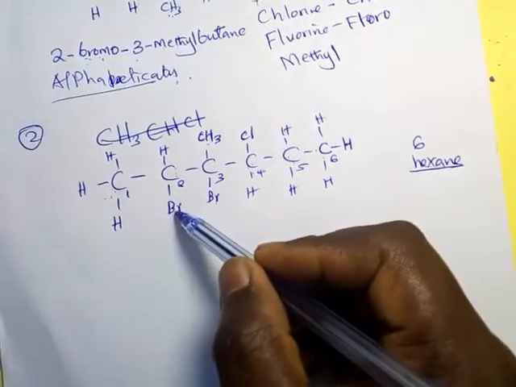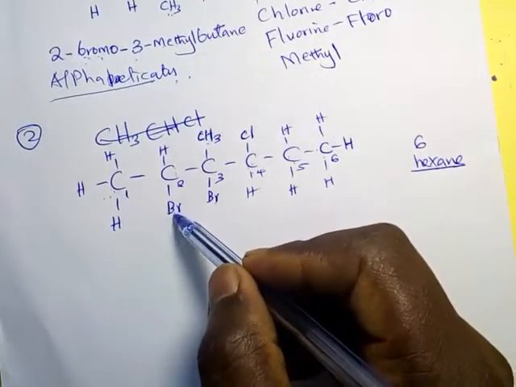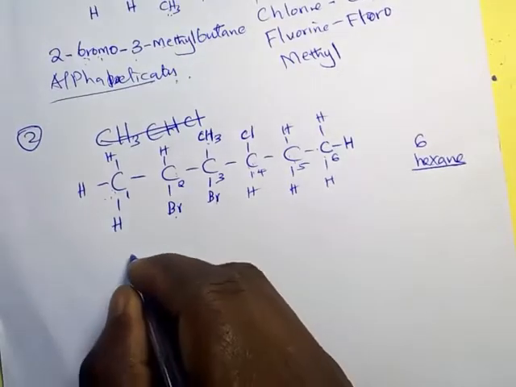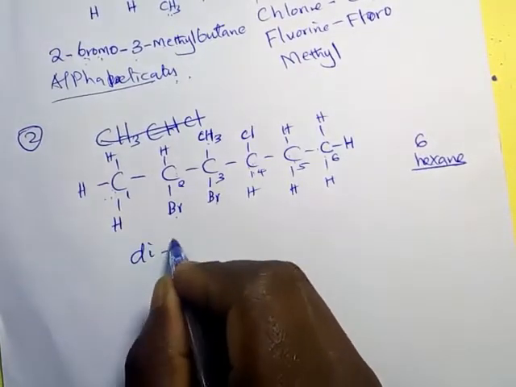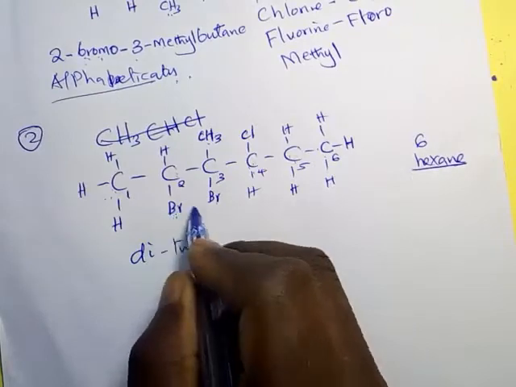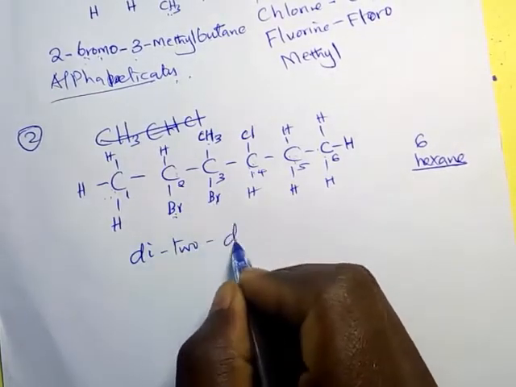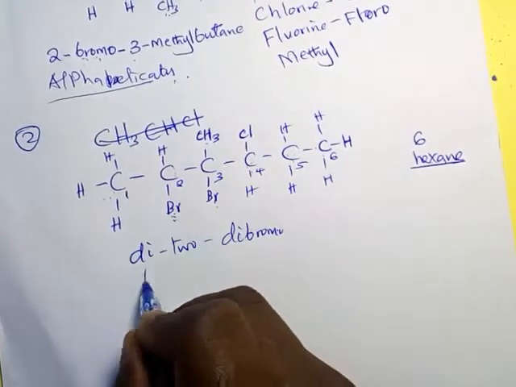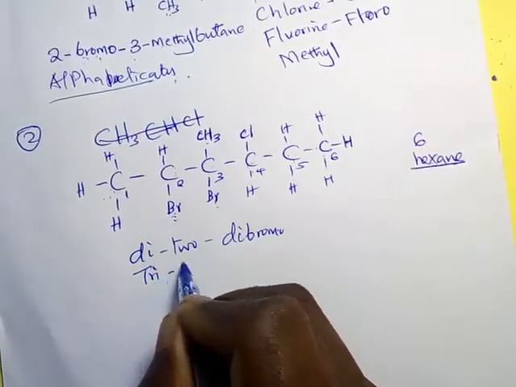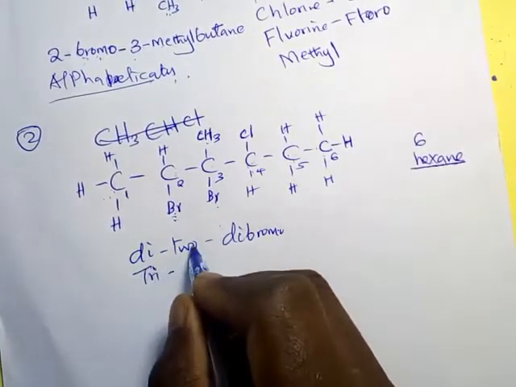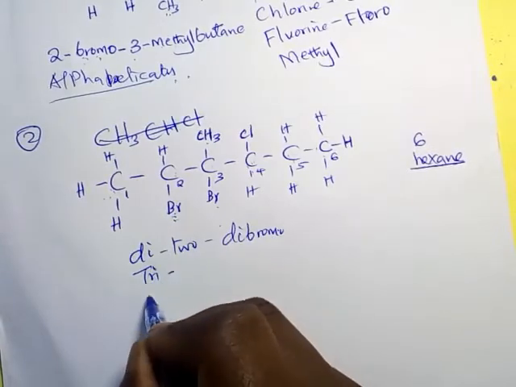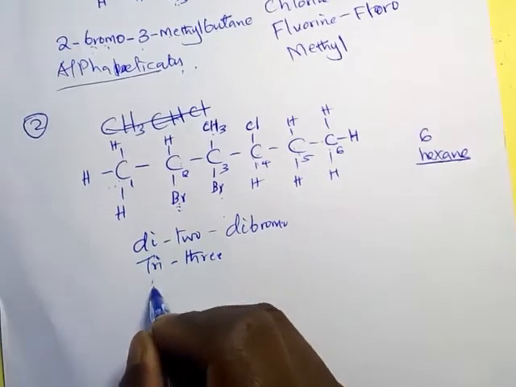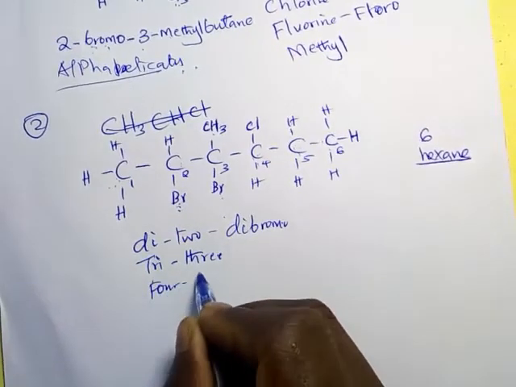Now the parent name is hexane. Remember, when we have more than one of the same halogen, we use these terms. Di means 2. Like this, we have 2 bromo, so we are going to say dibromo. If there are 3, we use tri. If there are 4, we use tetra.